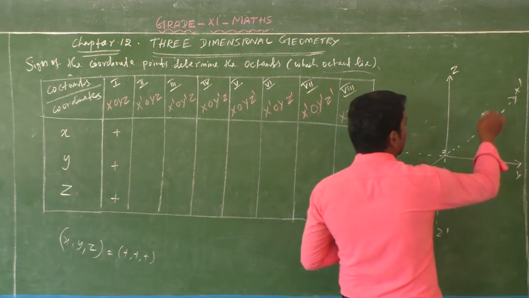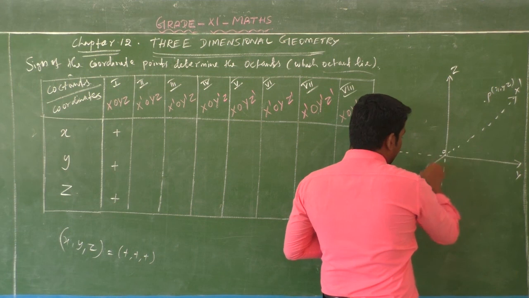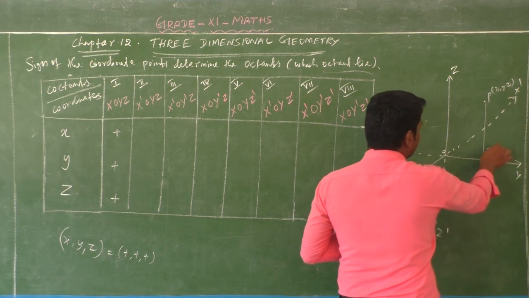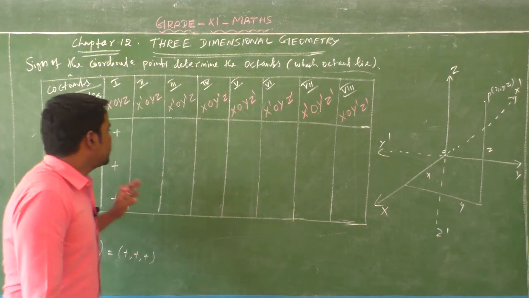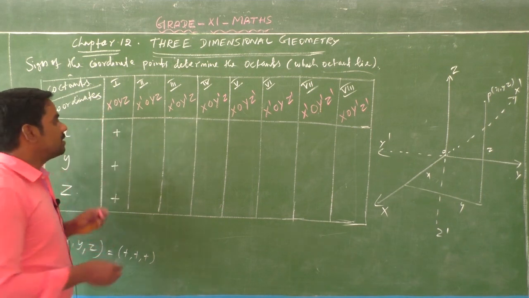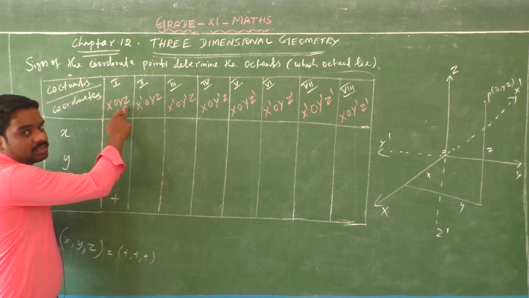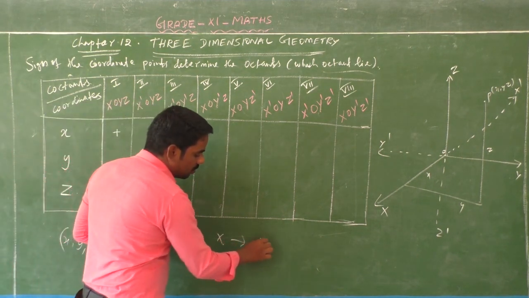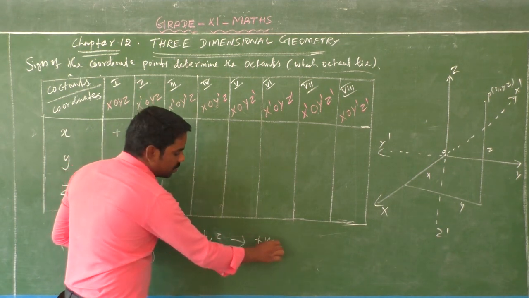So the point P. Let's consider point P x comma y comma z. So this point has x distance, y distance and z distance. Here x value, y and z are all positive values. Therefore, this point lies in octant number 1. So octant 1 is x o y z. Listen, x is positive, y and z are also positive. X dash, y dash. Listen, x is positive. X, y and z are all positive.